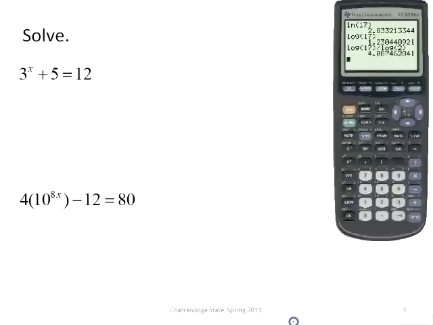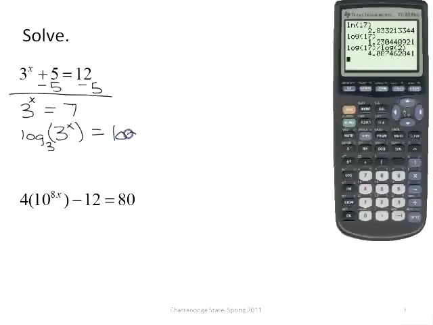Now these equations just have a little bit more to work with. Before I can do the log on both sides, I've got to get the exponent part by itself. So my first step here will be to subtract the 5 on both sides. So this will be 3 to the x power equals 7. Now, I take the log base 3 on both sides. So the log base 3 of 3 to the x power will give me x. So x is the log base 3 of 7.